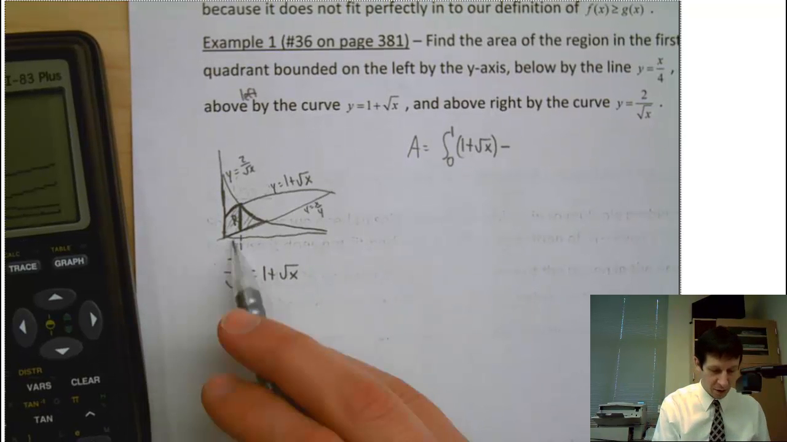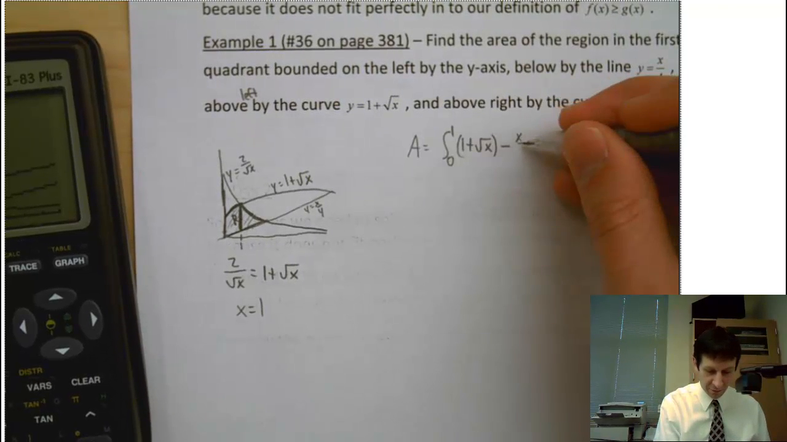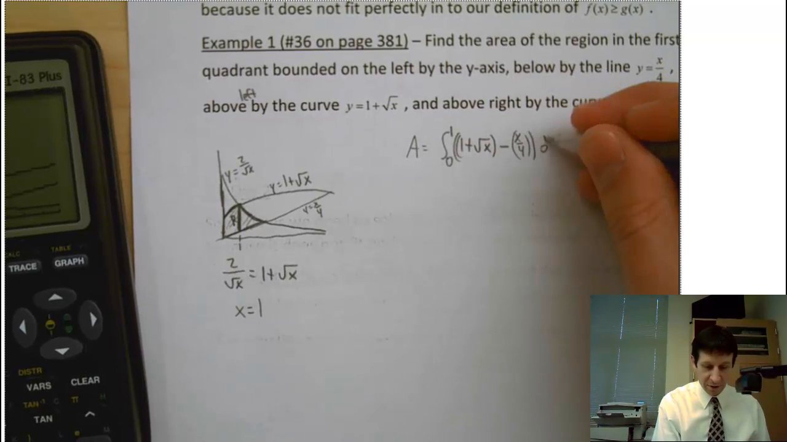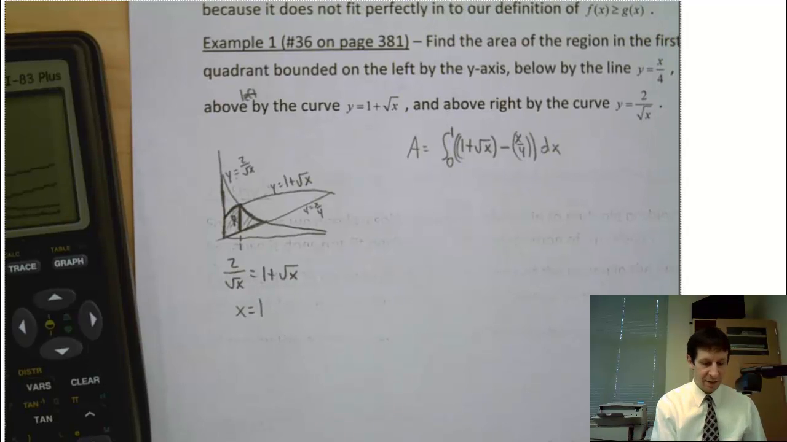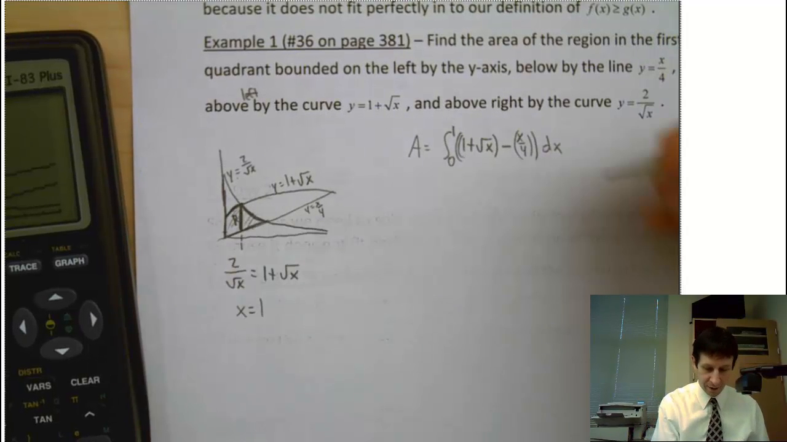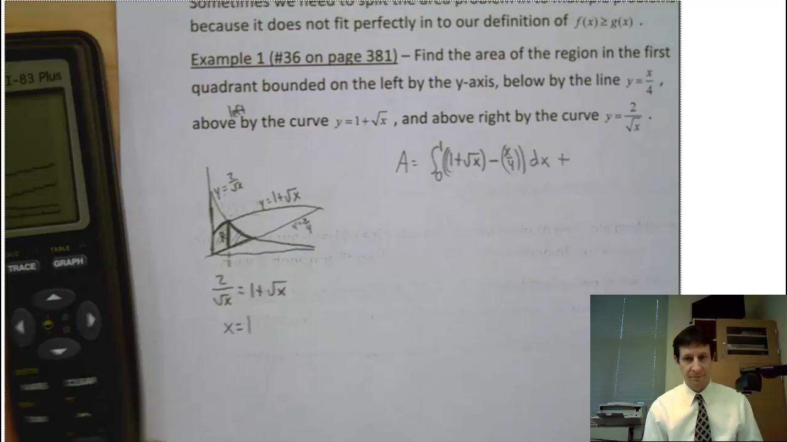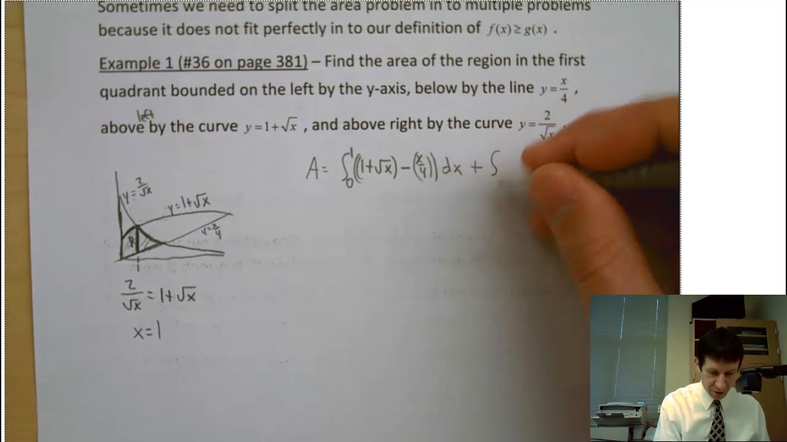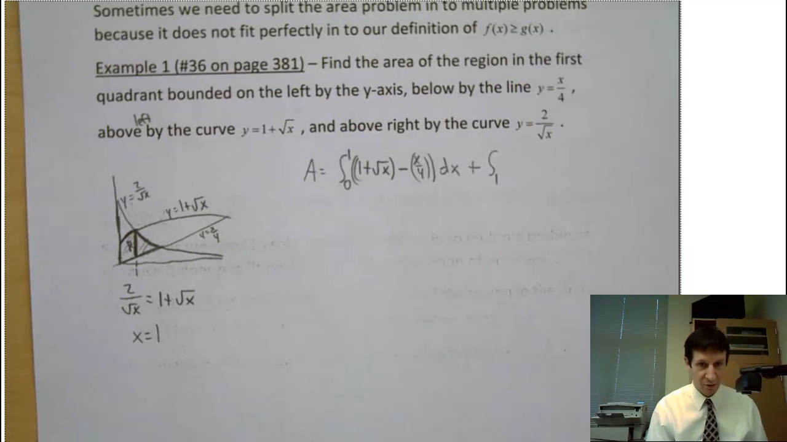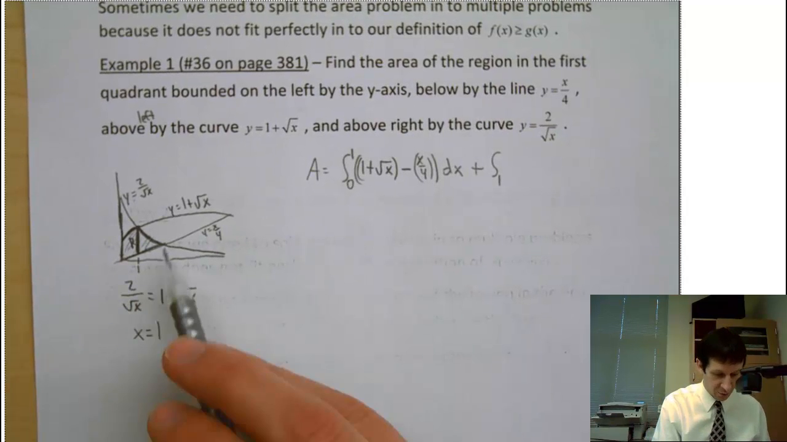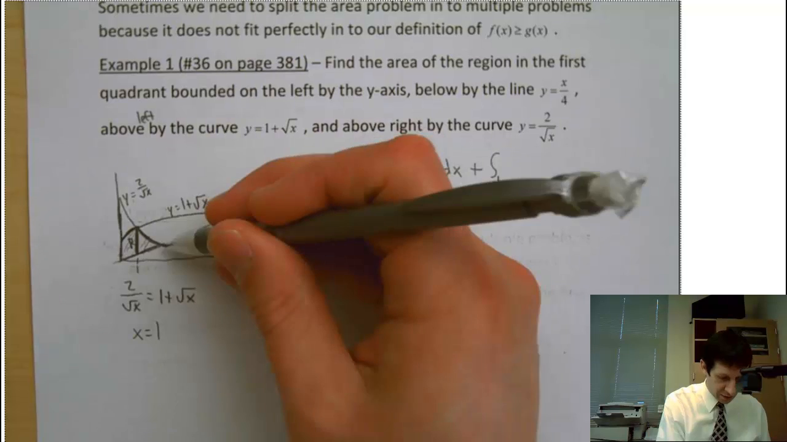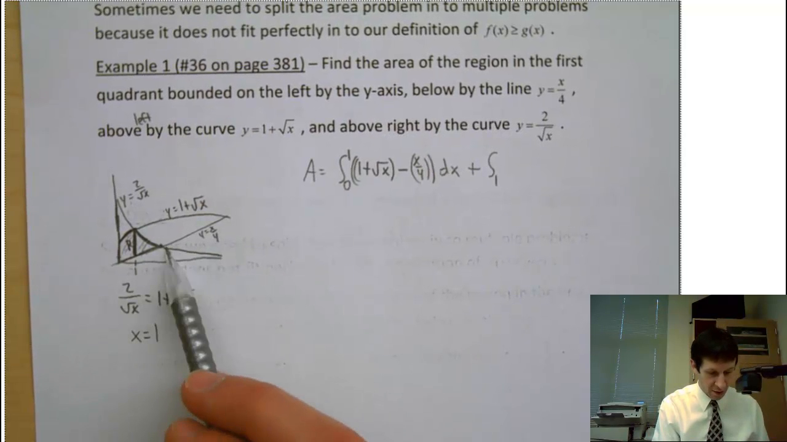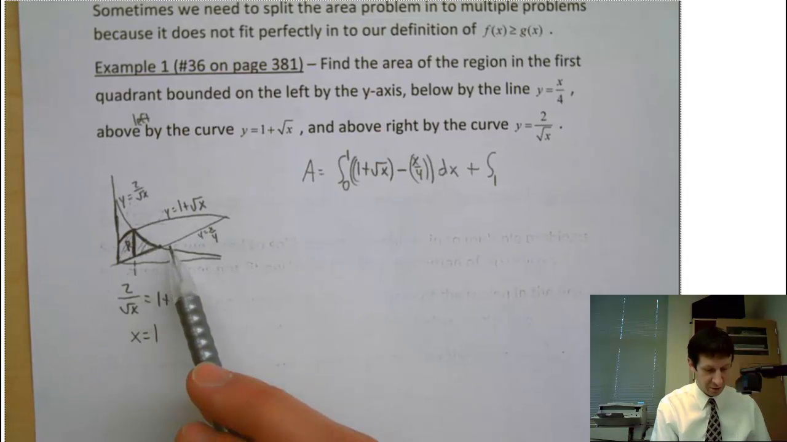Subtract out the lower one, which was x over 4. Keep our notation straight. That's going to give me this part. I'm going to want to do another definite integral, which starts at 1. Where should this one stop? Well, that's where this intersect point is. So this time, this point is where x over 4 and 2 over root x intersect.